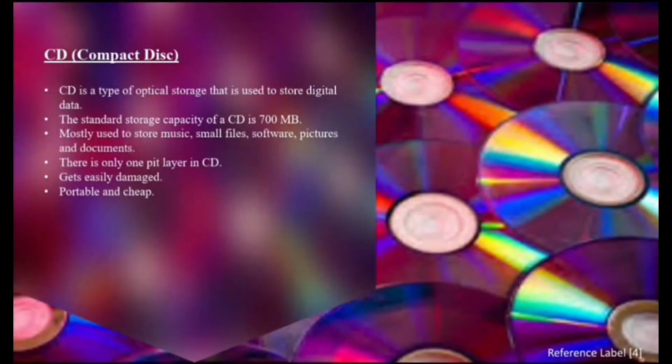A CD is a type of optical storage used to store digital data. It has a standard storage capacity of 700 MB and is mostly used for music, small files, software, pictures, and documents. CDs have only one layer, are portable and inexpensive, but can get damaged easily.